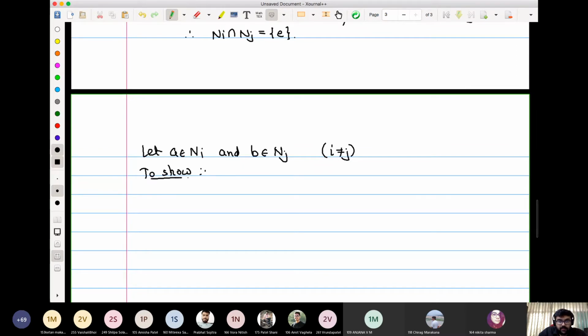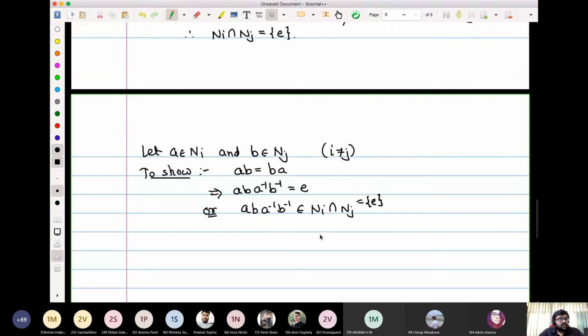We have to show that AB equals BA. So this implies we can show that AB A inverse B inverse equals identity. If we show this, then also we are done. Or we can show that AB A inverse B inverse belongs to Ni intersection Nj, because this is anyway identity. So can you show that AB A inverse B inverse is in Ni intersection Nj?